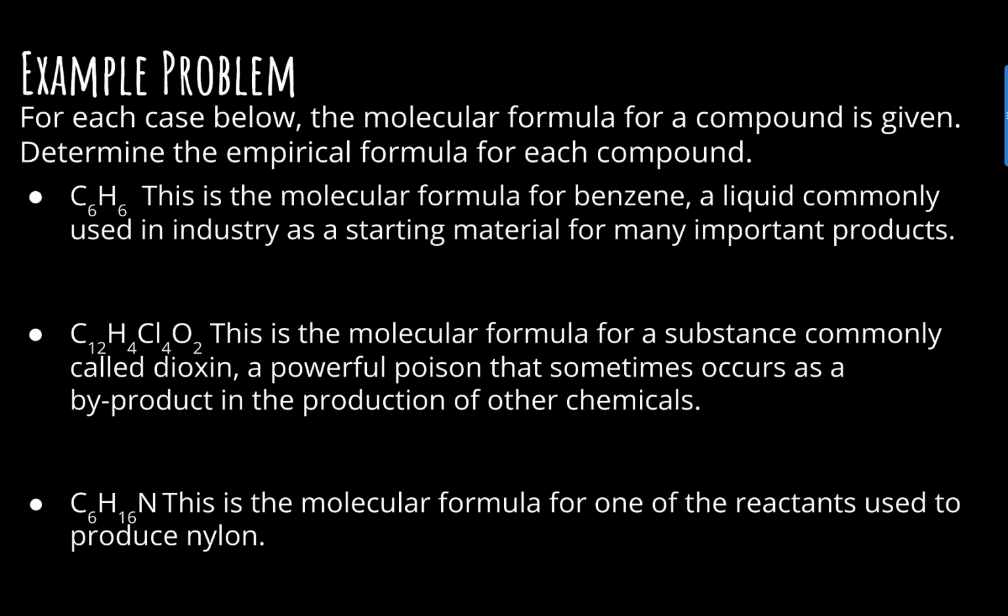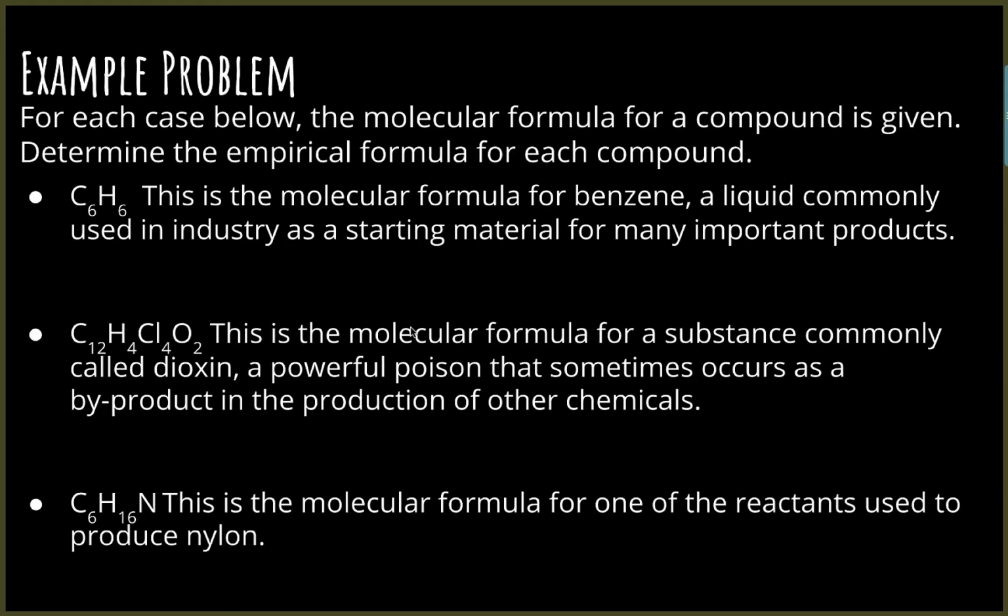So let's start by looking at molecular formulas and using the molecular formulas to come up with the empirical formulas. In each one of these, it gives us the molecular formula, and we want to try to figure out what the empirical formula is. So the first one is C6H6. This is called benzene, and we actually just saw this on the previous slide. This is something that's used as a starting material for a lot of products that are produced in industry.